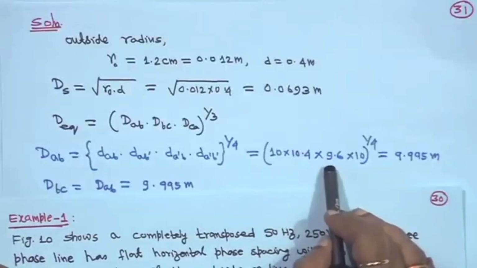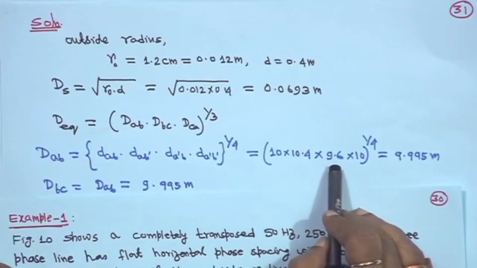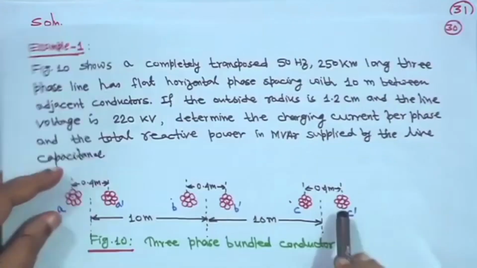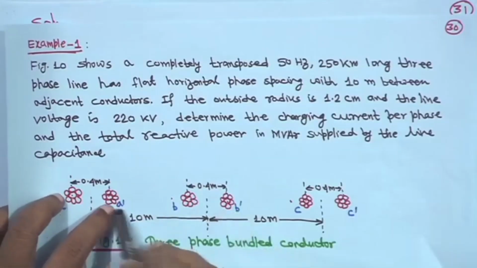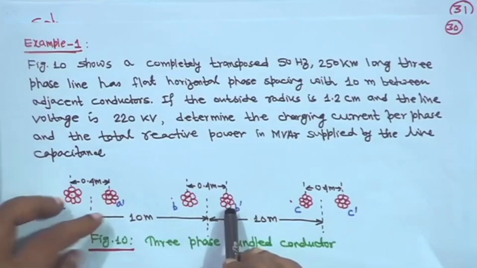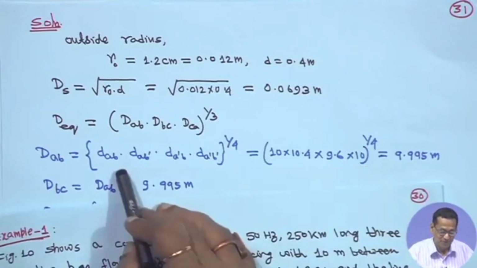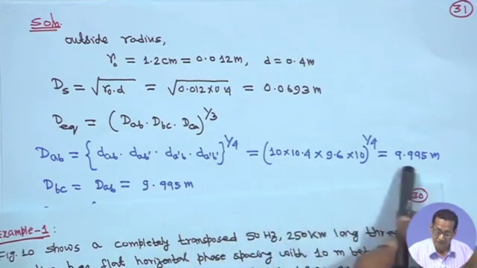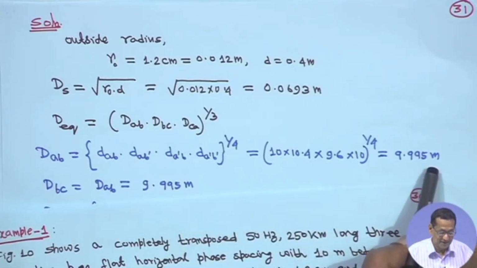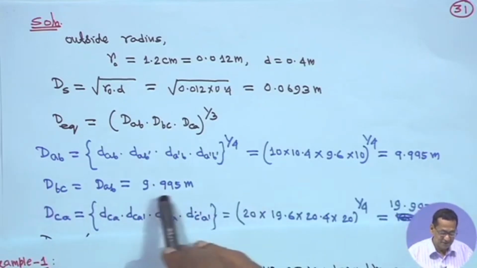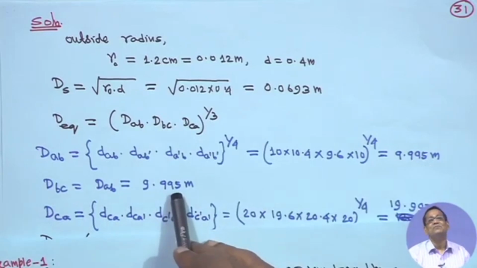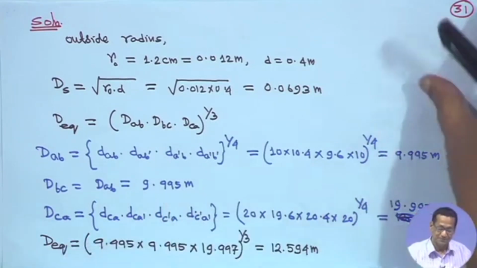That is why DA dash B is equal to 9.6, and again DA dash B dash, A dash to B dash, is again 10 meter. So it is into 10 to the power 1/4 because 4 distances are there. So it is equal to 9.995 meter, and DBC is equal to DAB is equal to 9.995 meter.